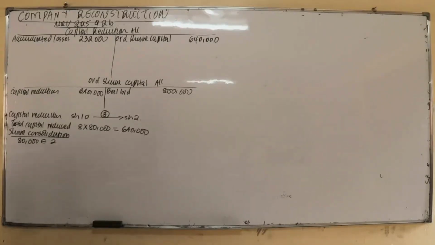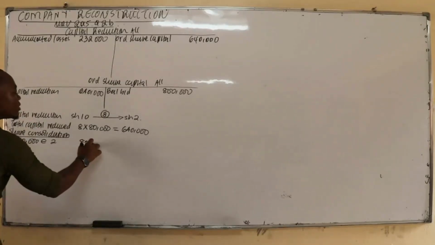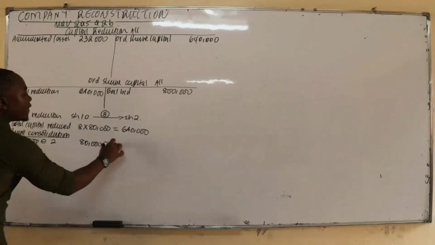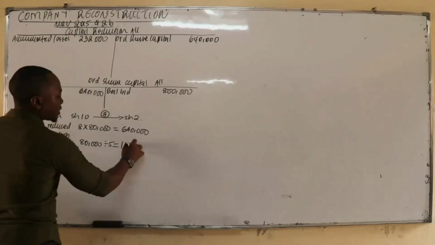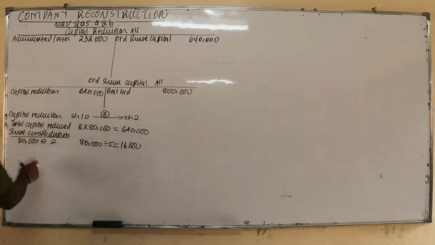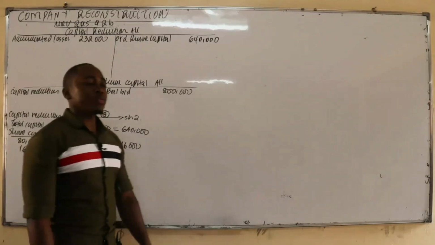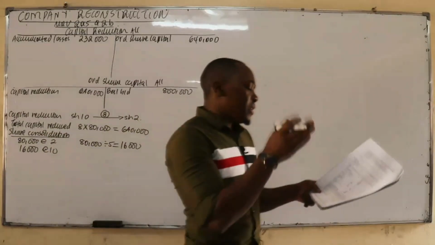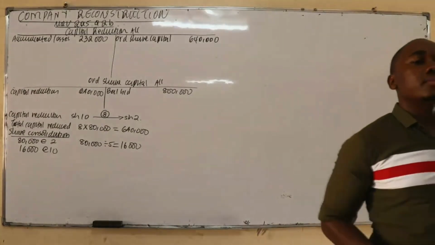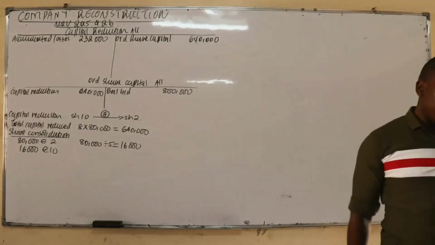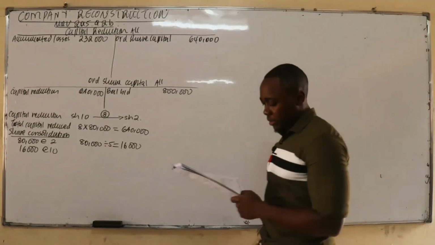For every 5, you get 1, right? So you take 80,000 shares, you divide by 5. 80 divided by 5, that's 16. You get 16,000. Now, instead of having 80,000 each at 2, now you have how many shares? 16,000 shares, each at 10. That's what we mean by share consolidation, that for every 5 shares, each at 2, you consolidate them into one share of 10 shillings. Good.